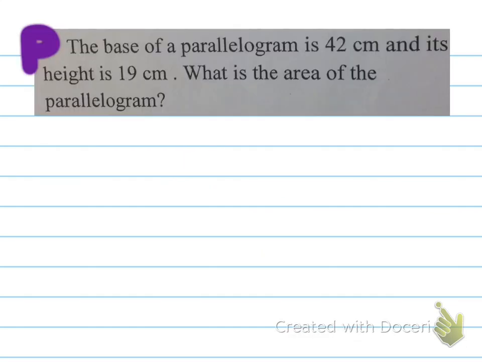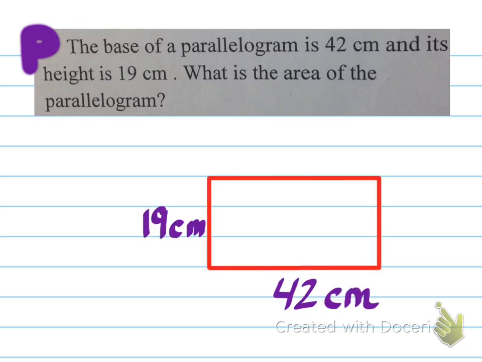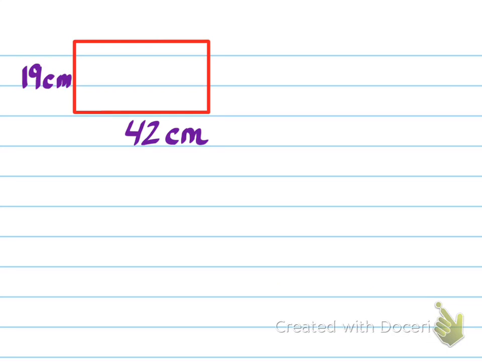Okay, so let's go ahead and do a practice problem. The base of a parallelogram is 42 centimeters and its height is 19 centimeters. What is the area of the parallelogram? Well, the first thing you want to do is draw a picture. And here we have the base is 42 centimeters and the height is 19 centimeters. And so when we are finding the area, we need to find the length times width. So we are going to say 42 times 19. Go ahead and do that and pause me and then come on back and check your work.